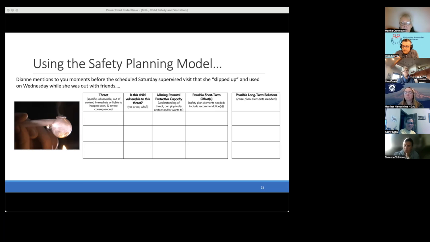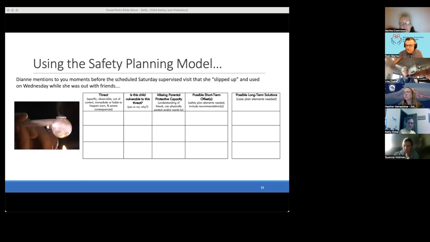But does this have long-term implications? Oh my gosh, yes, totally. That's why mom's here in the first place, because she was using, right? And she's having trouble overcoming her addiction. So that's that case planning piece that we're talking about, right? Mom needs to go to rehab, or whatever, mom needs to let her sponsor, whatever the protocol is for mom's relapse or beginning to use again. But that's that case planning solution.